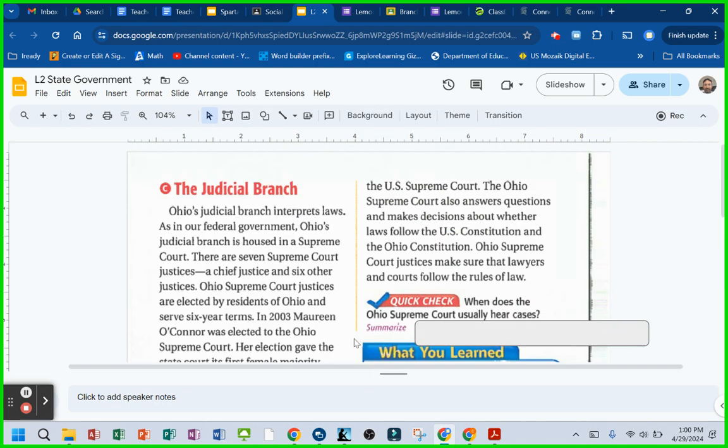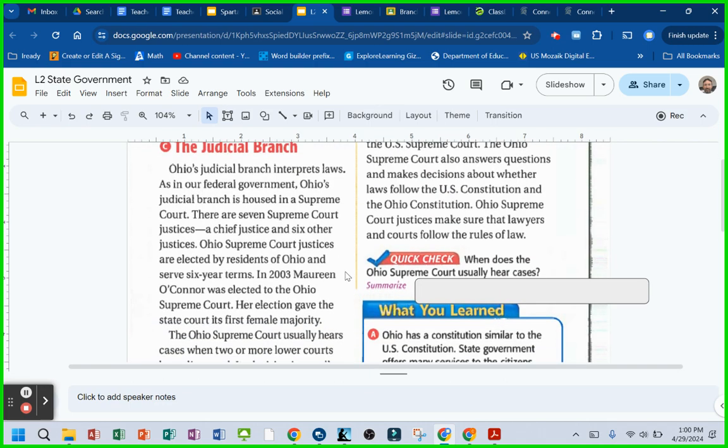All right. Judicial branch. What do you suppose the judicial branch or the judges, what do they do at the state level and federal? They do decide. They decide on something very specific. Yes, Jack. They judge if someone should go to jail or not. No, not at that level.